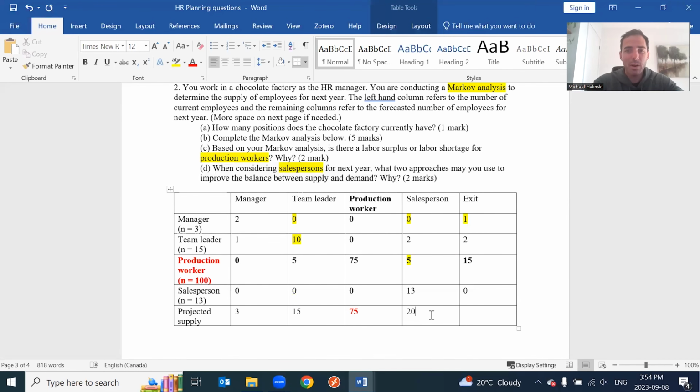In this case, based on organizational context, I would probably try to persuade these 2 that are trying to become salespeople and shift them to become production workers, because that's really where the gap is. And that's it. I hope you found that helpful.